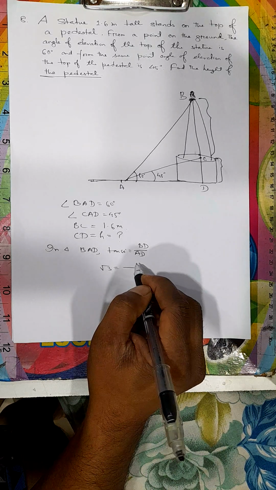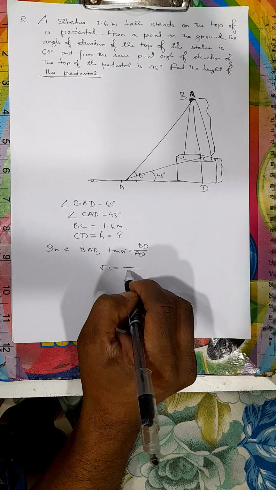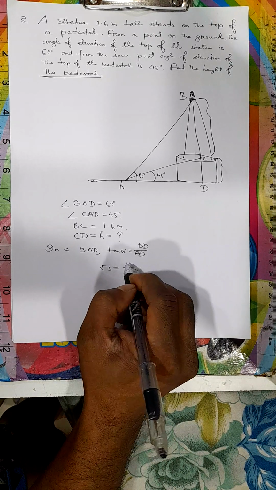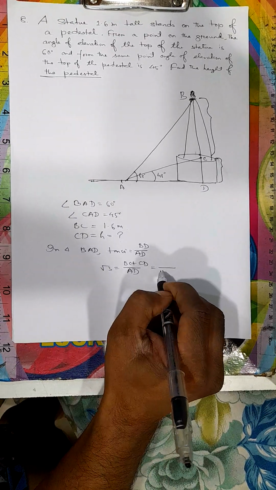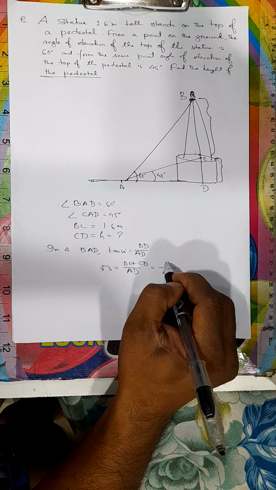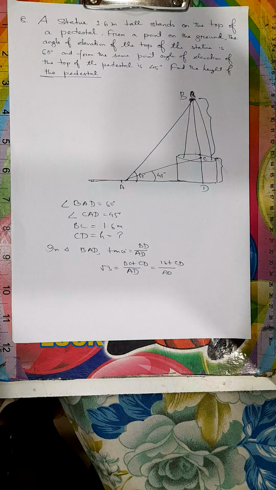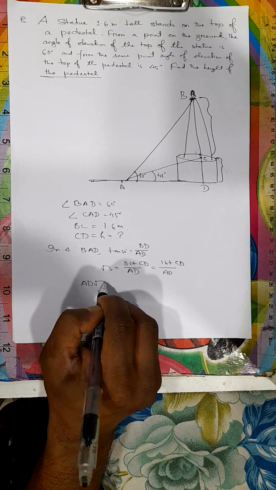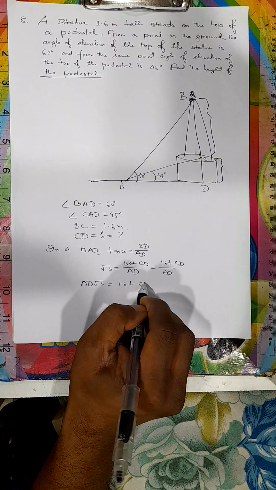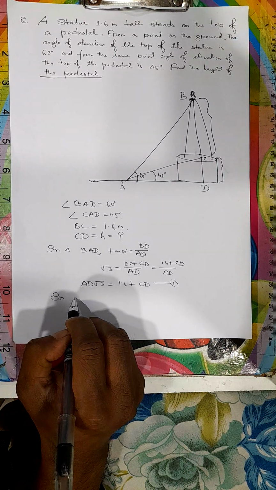Height of the statue is 1.6 meters. BD by AD. AD is unknown. What is BD? BD equal to BC plus CD. What is BC? It is 1.6 plus CD. CD is unknown, right? So AD square root of 3 equal to 1.6 plus CD. This is equation 1. Let us come to triangle CAD.